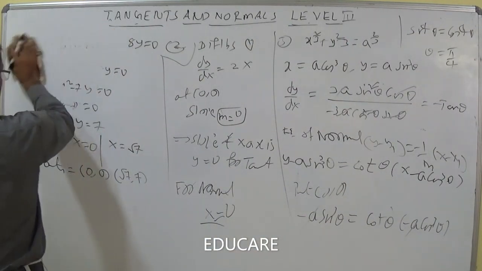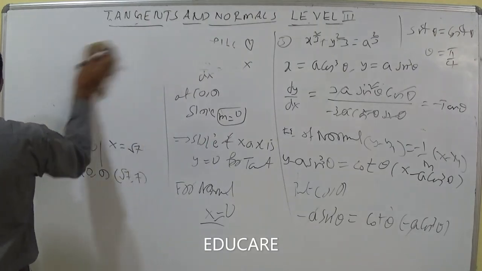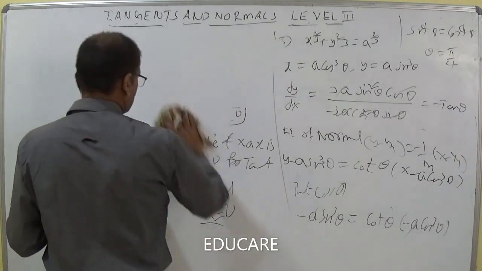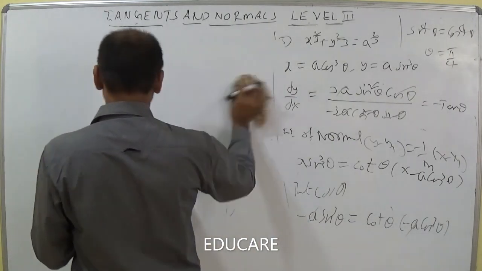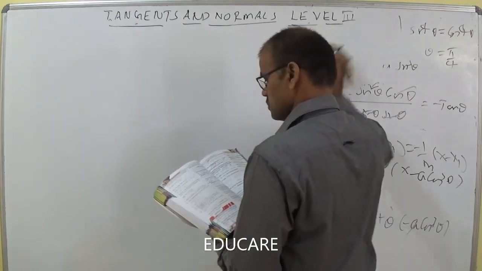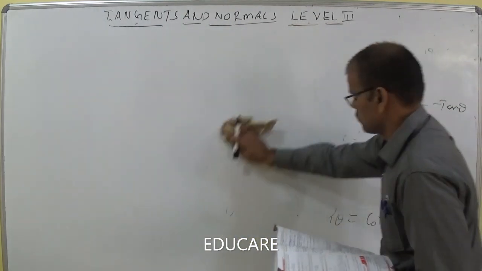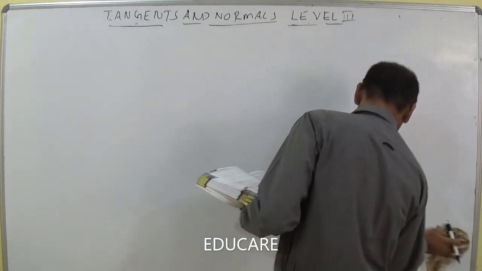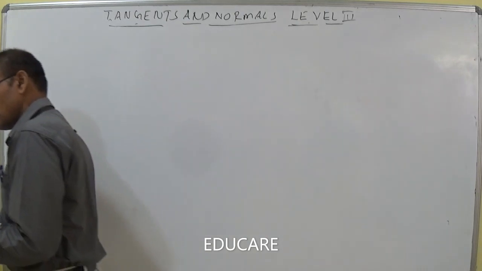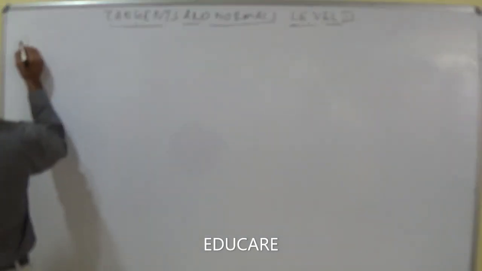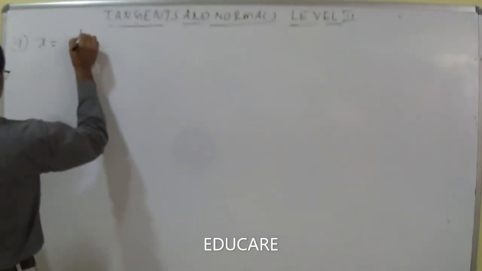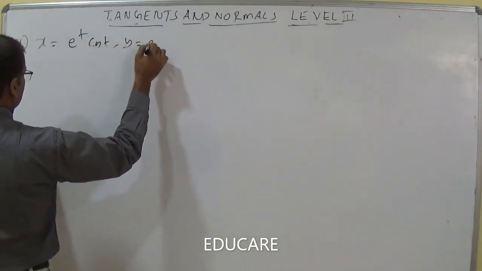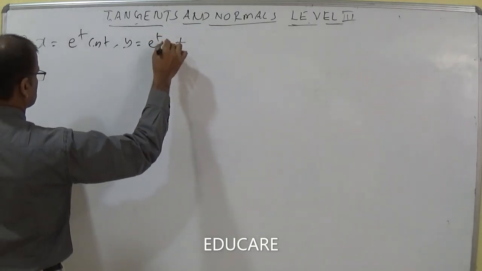If the parametric equations of a curve are given by x is equal to e power t cos t and y is equal to e power t sin t. The x value and y value are given in parametric form. You write here x is equal to e power t cos t and y is equal to e power t sin t.